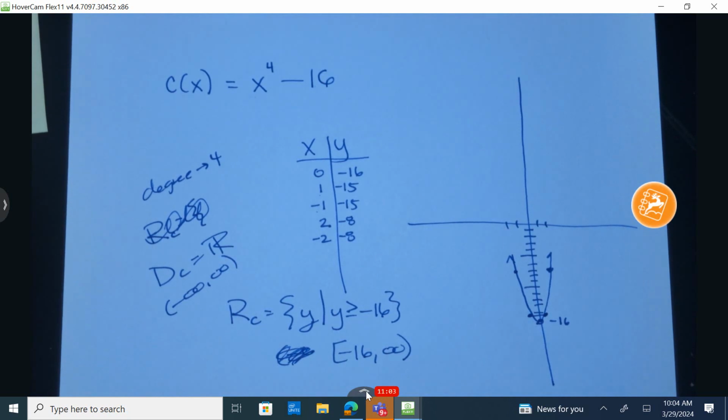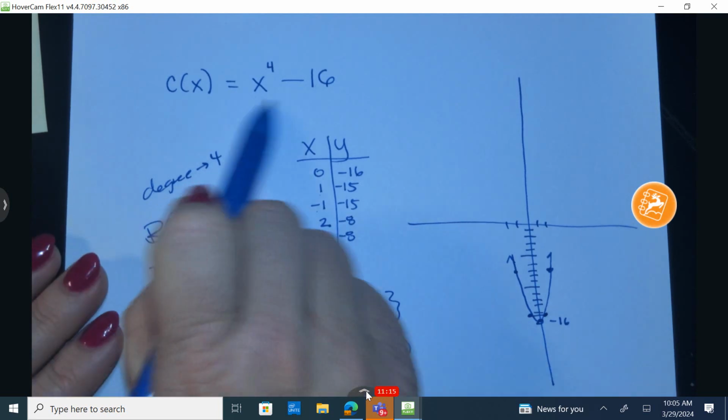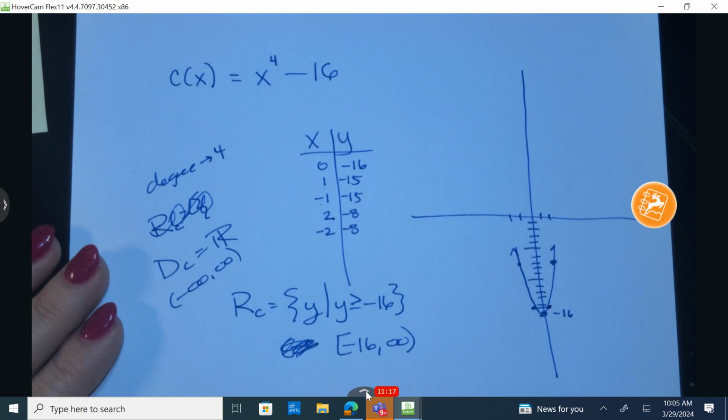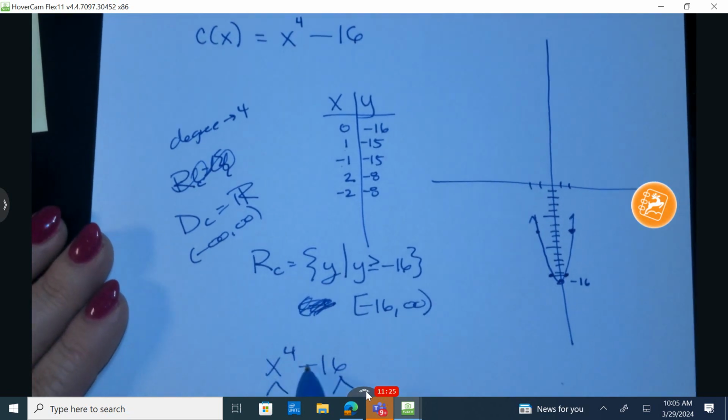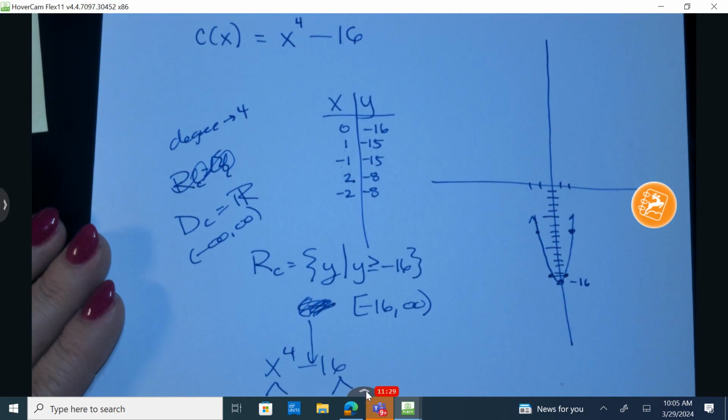The next thing is zeros. Now, zeros are related to x-intercepts, but they're not always exactly the same. X-intercepts will only ever identify the zeros that are real numbers, that don't contain i's. So let's get started. I'm going to put this in factored form here. X to the 4th minus 16. Remember, we're going to break this in half into x squared and x squared, and 4 times 4. And we can do that because we have subtraction here. So I have x squared plus 4 and x squared minus 4.